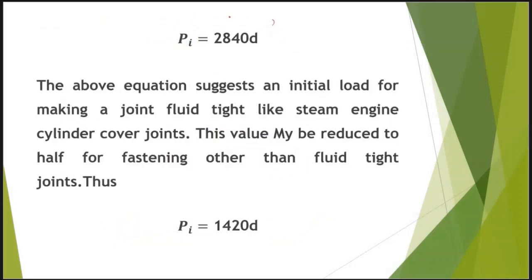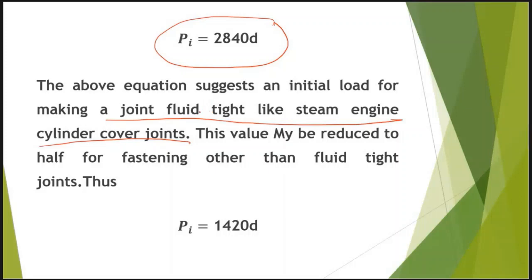Now, this Pi equal to 2840D suggests an initial load for making a joint fluid tight, like steam engine cylinder cover joints. So what is a fluid tight joint? Generally we know that a bolted joint is used for connecting two parts. But fluid tight joint means there should not be any fluid leakage through that joint. For making a joint fluid tight, we have to make sure that the joint is perfectly tight. That is, maximum tightness should be given.